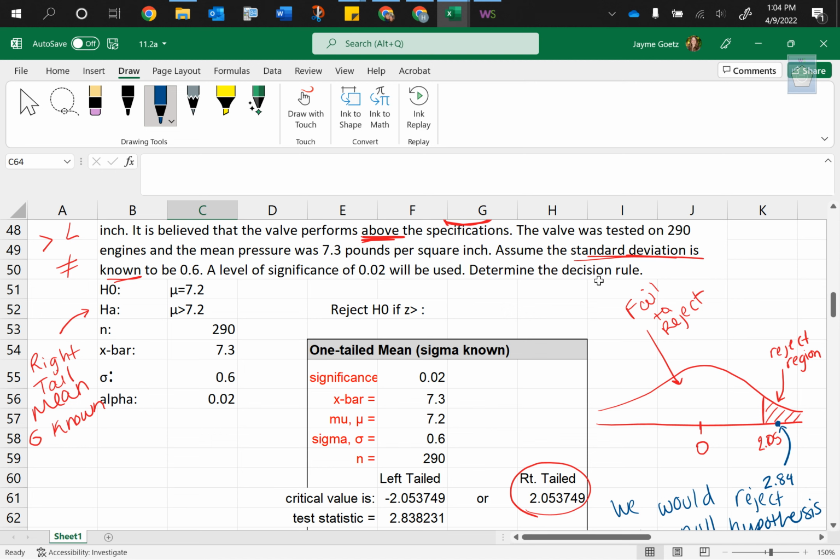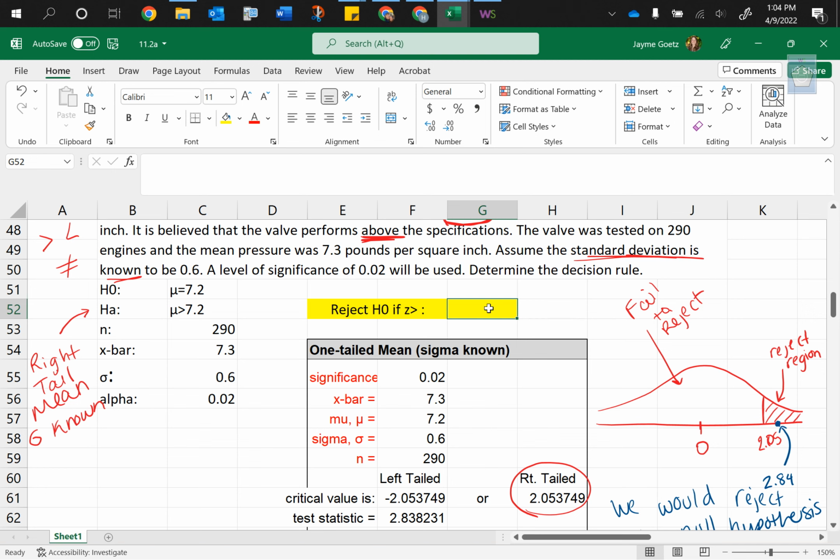So it says determine the decision rule. The decision rule is right here. And it says reject the null hypothesis if z is greater than what? Well, we said the rejection region was greater than 2.05, so it's going to reject it if it's greater than that right-tailed critical value, 2.053749.